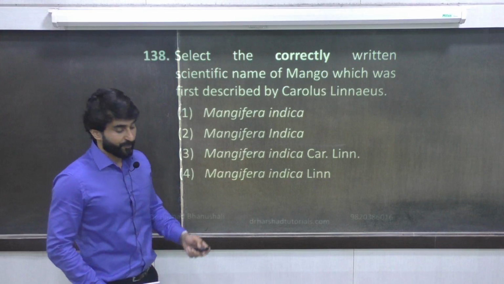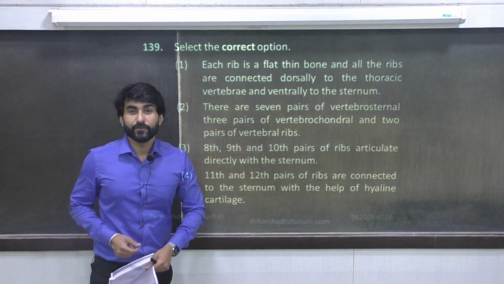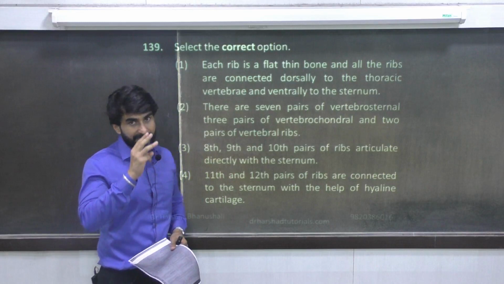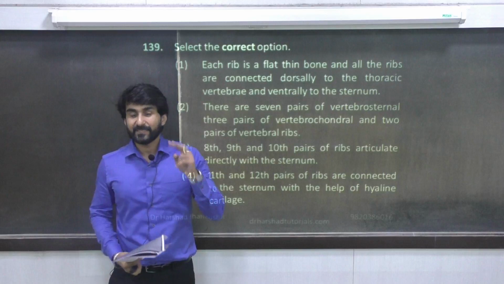We go to question number 139. This is a question of skeleton. Now in skeleton, you know that we have learned about three different types of ribs. You have first 7 pairs which are called as true ribs. The 8, 9, 10, that is the next 3 pairs, are called as false ribs. And the last 2, that is 11 and 12, are called as the floating ribs.